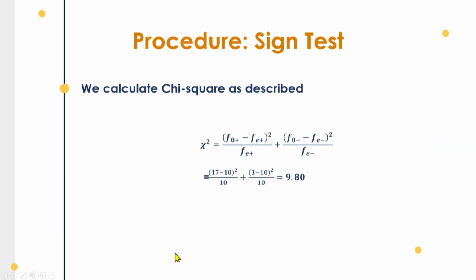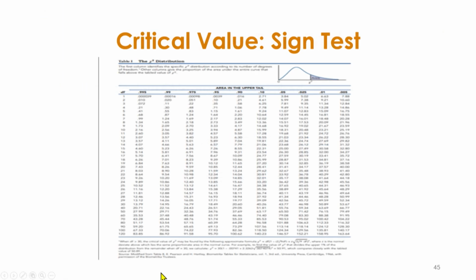So, how to proceed with this? We are going to calculate the chi-square test as described: we calculate f0 plus, that is observed and expected plus, and in the same way observed for the minus and expected for minus. From the table we can easily understand that we have the observed positive as 17 and observed negative as 3, and expected for both positive and negative is equal proportion. So, we are giving 10 and we have calculated the value as 9.80. So, this is your calculated value.